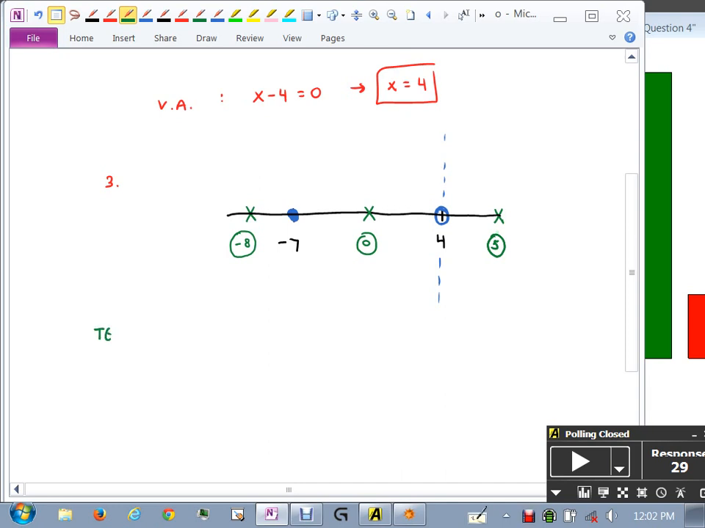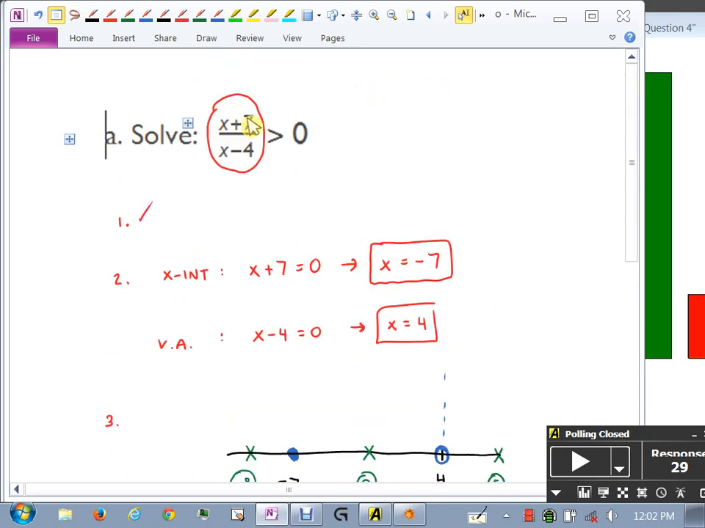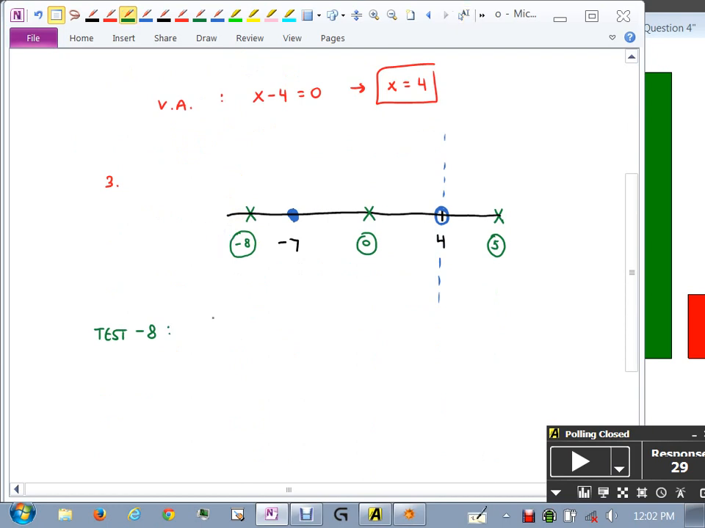So let me test -8 first. The original inequality is this thing up here. I'll write it over here so we can see it: x plus 7 over x minus 4 greater than 0. Yeah, that's what we're testing it into. So replace your x's with -8. -8 plus 7 over -8 minus 4. Is that greater than 0? Yes or no? We're going to answer this question.